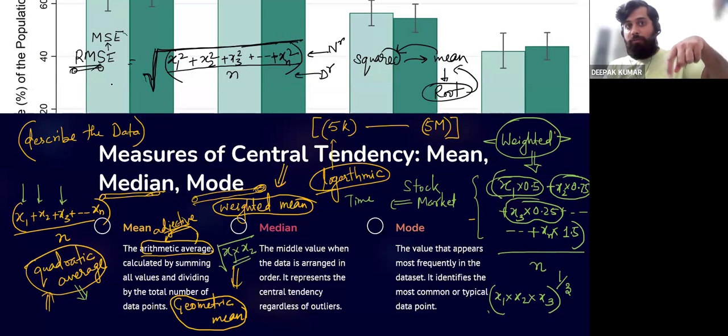Such type of mean or average is called quadratic average. Such type of average is called quadratic average. Any doubt in this?